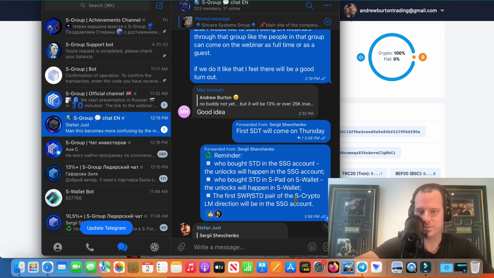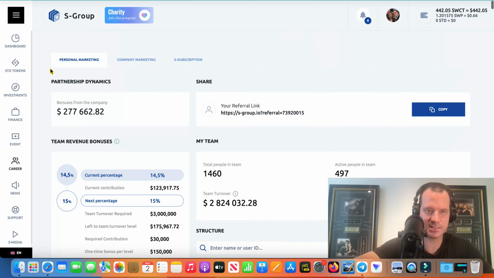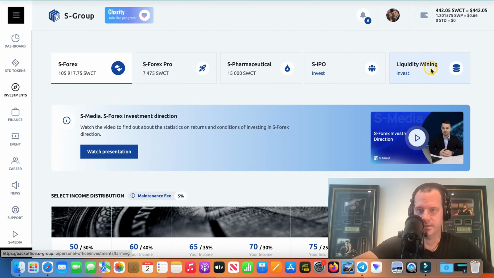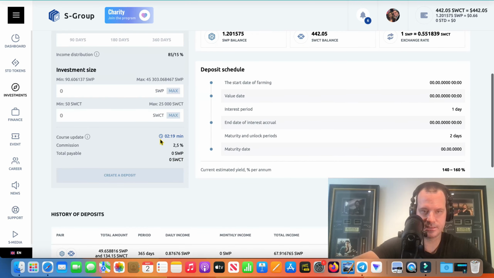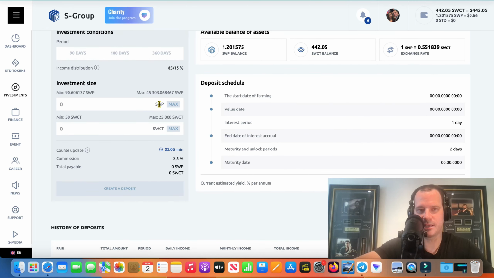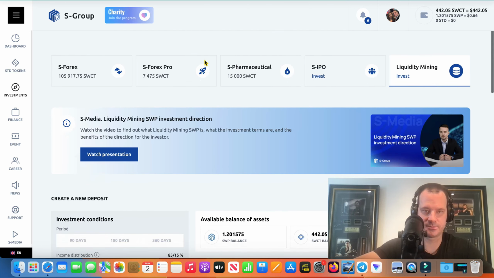And then in Liquidity Mining, they're going to have an SWP and STD pair. Right now it's SWCT and SWP, if we go over to investments there, and then we'll get right into the withdrawal, guys, because I've got to get going pretty soon. So that's what they're talking about, that Liquidity Mining investment here. You can see it's SWCT and SWP right now. The next Liquidity Mining investment they're going to put out will be SWP and the STD token. So it'll be one-to-one with that. So that's what you've got to look forward to.